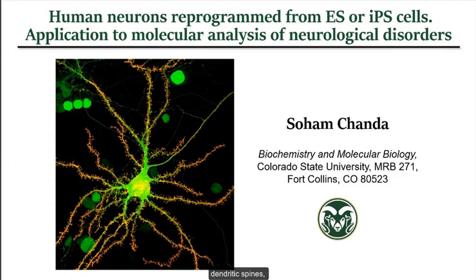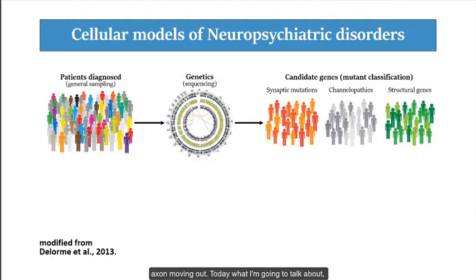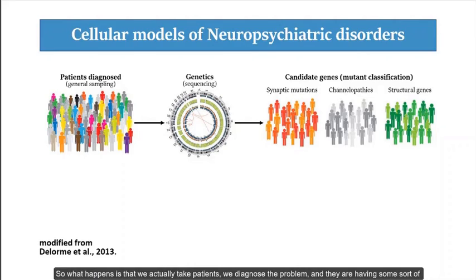So we'll start on this slide about how we go about modeling neuropsychiatric disorders in the field, for genetic mutations that happen to affect our cognitive ability and cause other psychiatric disorders, etc. What happens is that we take the patients, we diagnose the problem, like they are having some sort of psychiatric problem, and we sequence them.